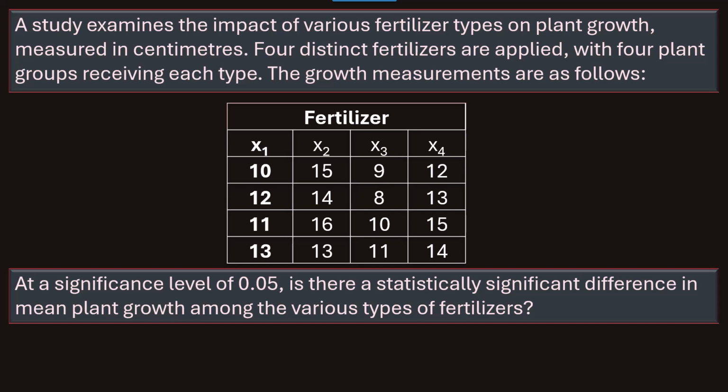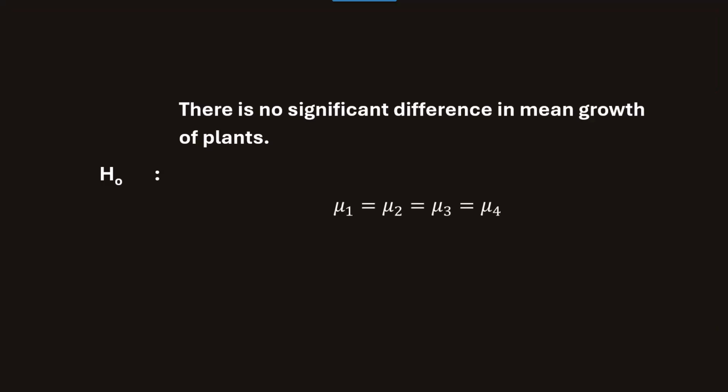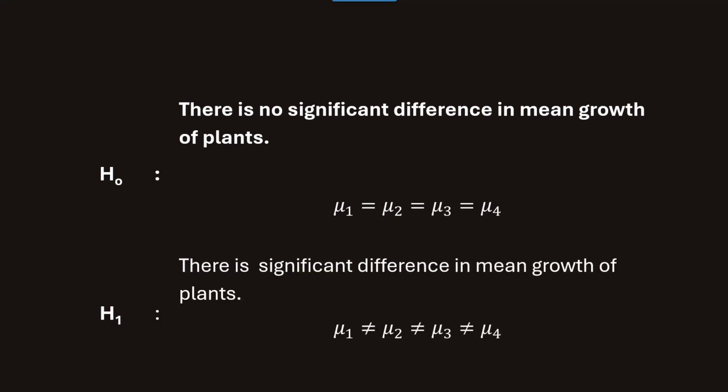First, understand the problem and then proceed to state the hypothesis. Null hypothesis: there is no significant difference in the mean growth of plants, mu1 equal to mu2 equal to mu3 equal to mu4. Alternate hypothesis: there is significant difference in the mean growth of plants, mu1 not equal to mu2 not equal to mu3 not equal to mu4. After stating the hypothesis, go ahead to solve the problem.